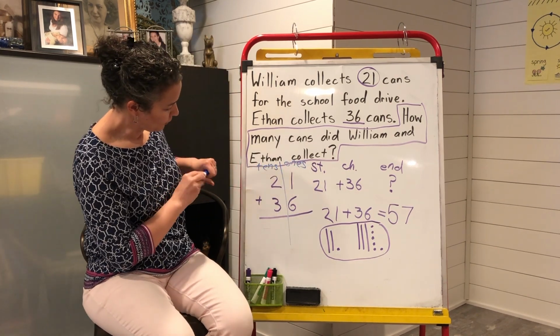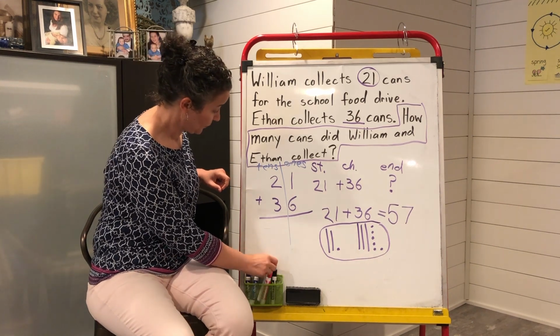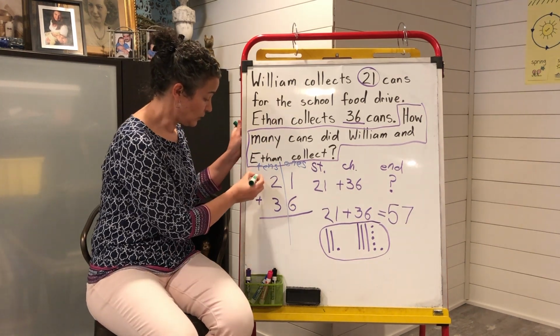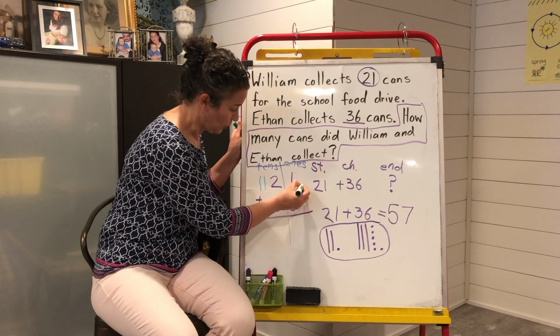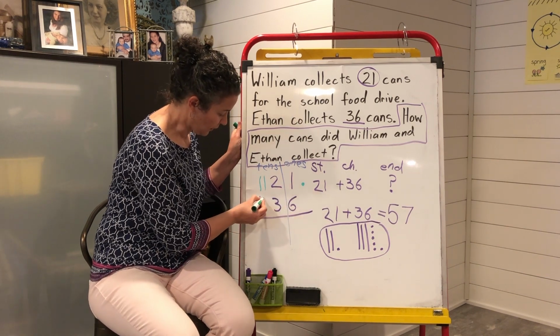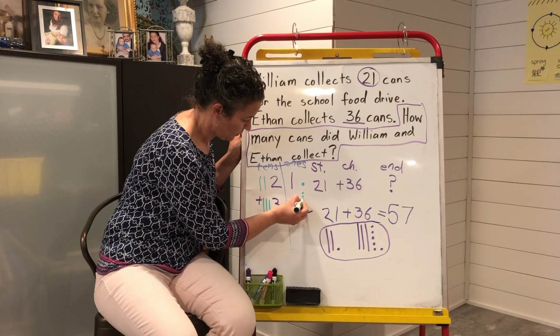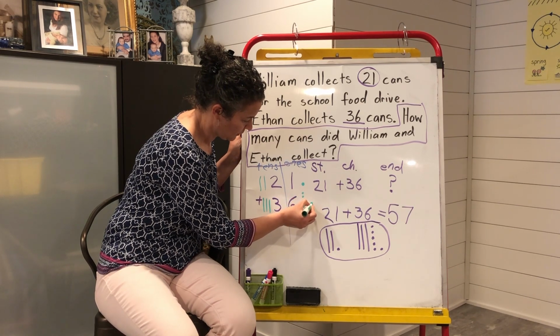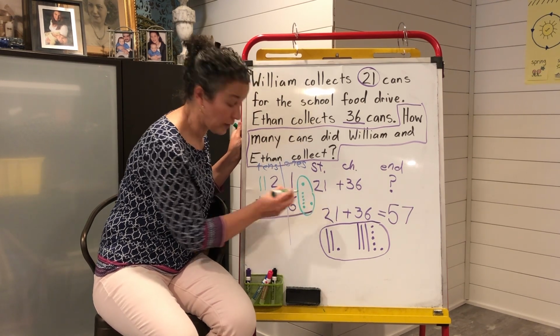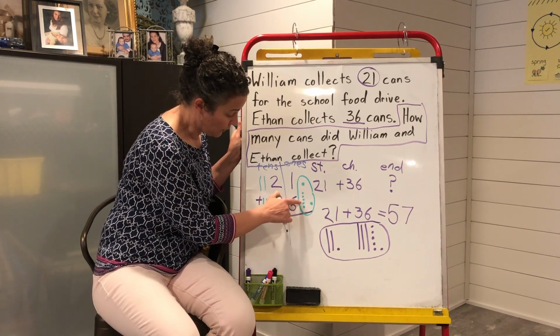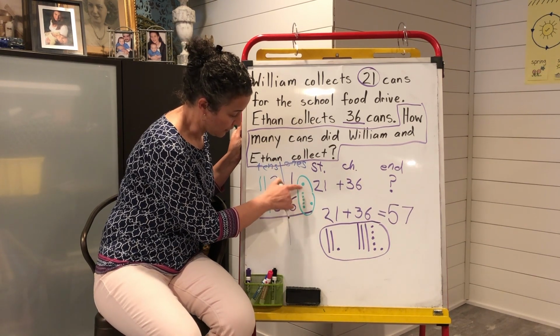All right, my friends, we're still going to draw a quick pick. Here we go. 21, I need two 10s and 1 1. 36, I need three 10s and I need 6 1s. All right, let's do the 1s first, my friends. Ready? Help me count. 1, 2, 3, 4, 5, 6, 7.